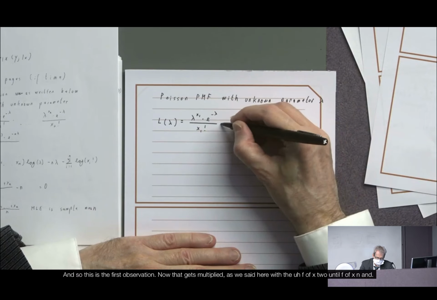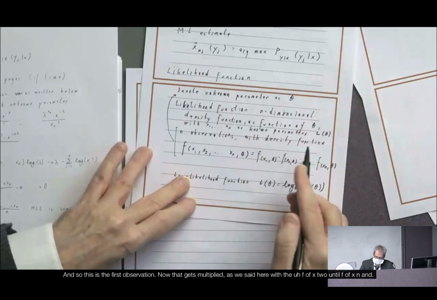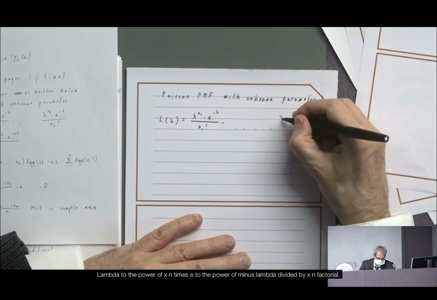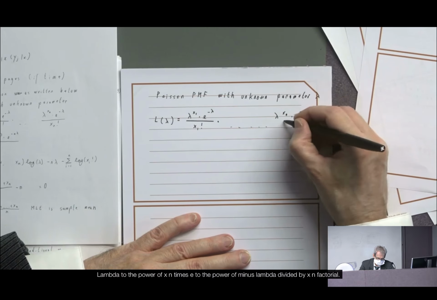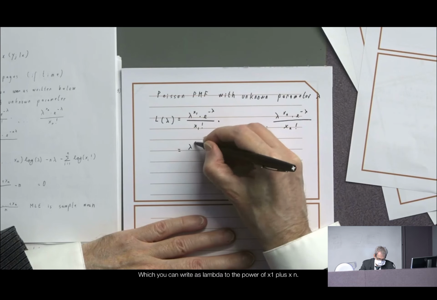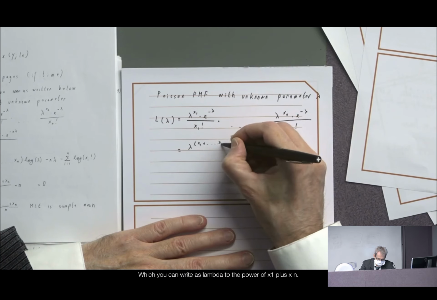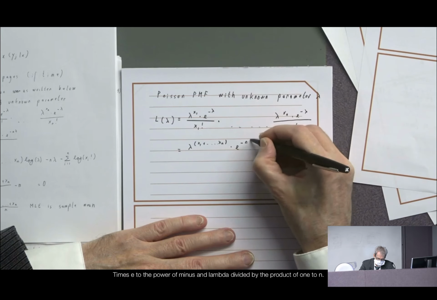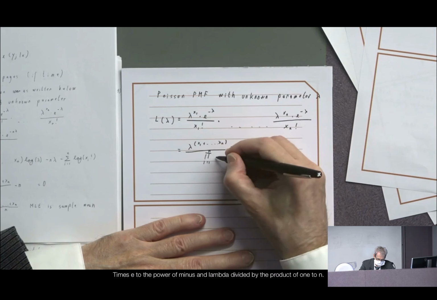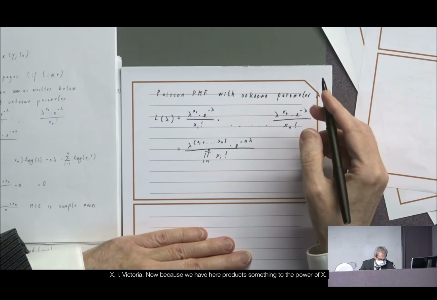And so this is the first observation. Now that gets multiplied, as we said here, with the f of x2 until f of xn, and lambda to the power of xn times e to the power of minus lambda divided by xn factorial, which you can write as lambda to the power of x1 plus xn times e to the power of minus n lambda divided by the product of i equals 1 to n of xi factorial.